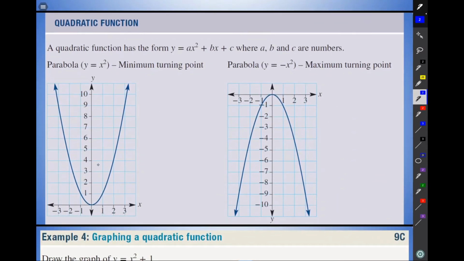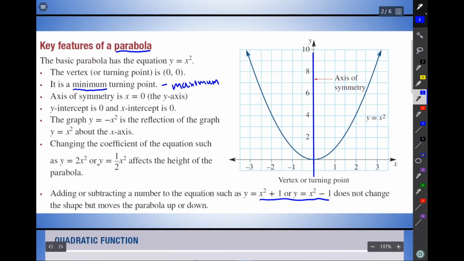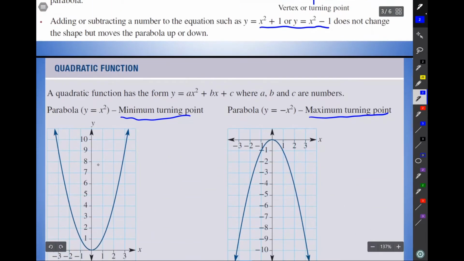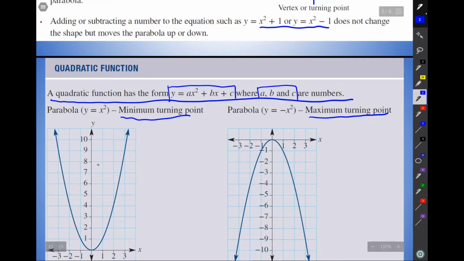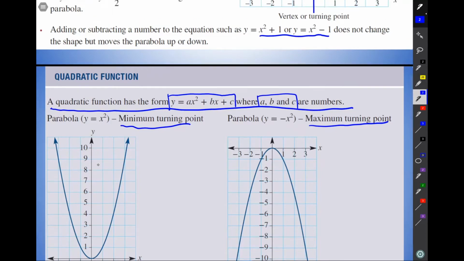And this was just what I was saying about minimum versus maximum turning points. You don't necessarily have to copy this down if you already made this note up here. But I will get you to write this down. This is the general form of a quadratic equation where a, b, and c will just be numbers. Sometimes you'll see examples that don't have this term in them, but strictly speaking, in the general form, that x term is there.